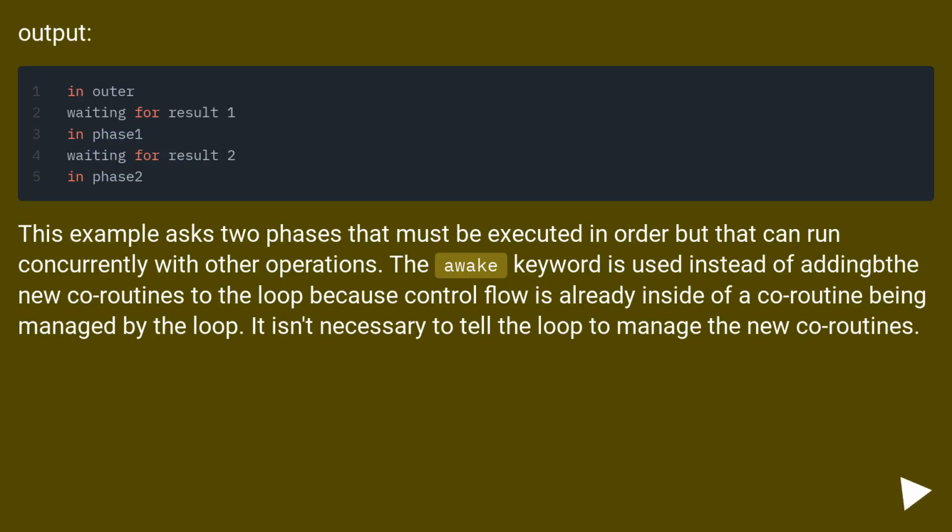Output. This example has two phases that must be executed in order but that can run concurrently with other operations. The await keyword is used instead of adding the new coroutines to the loop because control flow is already inside of a coroutine being managed by the loop. It isn't necessary to tell the loop to manage the new coroutines.